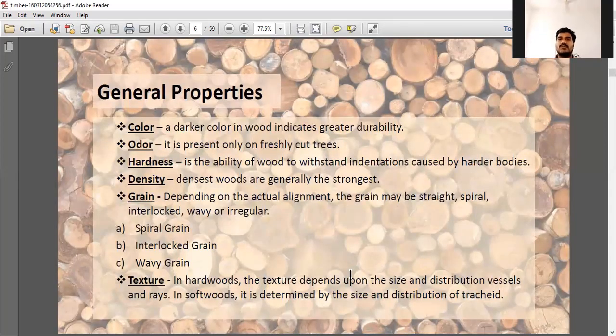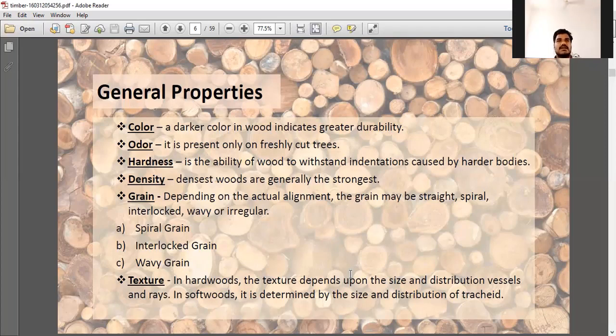And general properties of the timber, we see it is available in various colors and odor. We get different odor from different trees, and hardness varies from tree to tree. Density also varies and the grain size also varies. So color: generally a darker color in wood indicates greater durability, and odor is present only in the freshly cut trees, means once it is dried in the sunlight, the odor will be lost. So once freshly cut, only then the odor will be there.